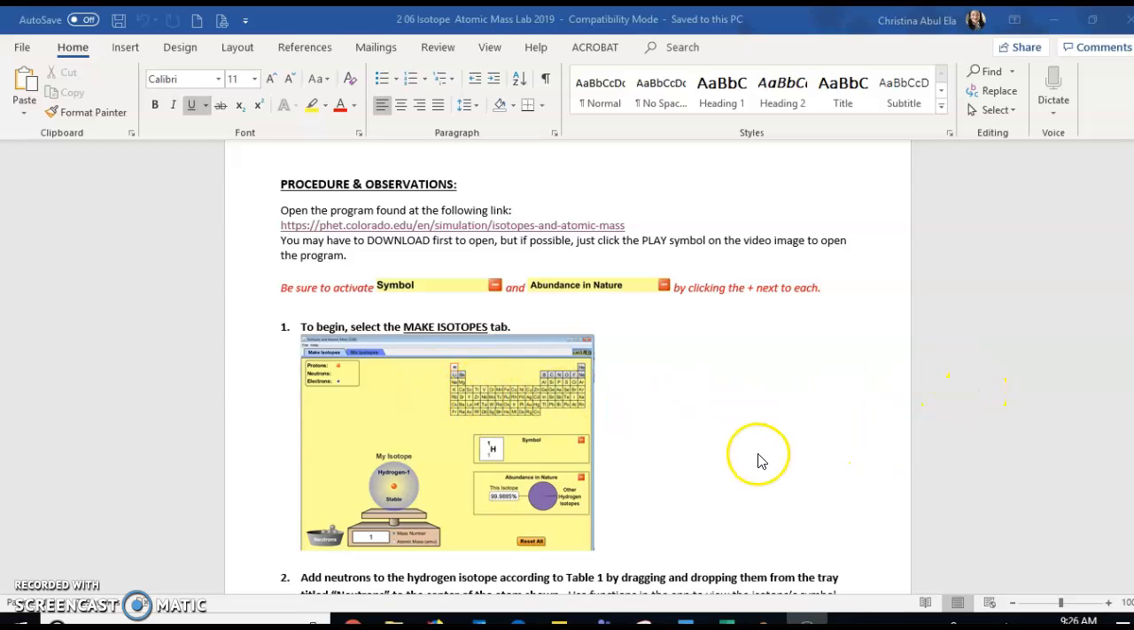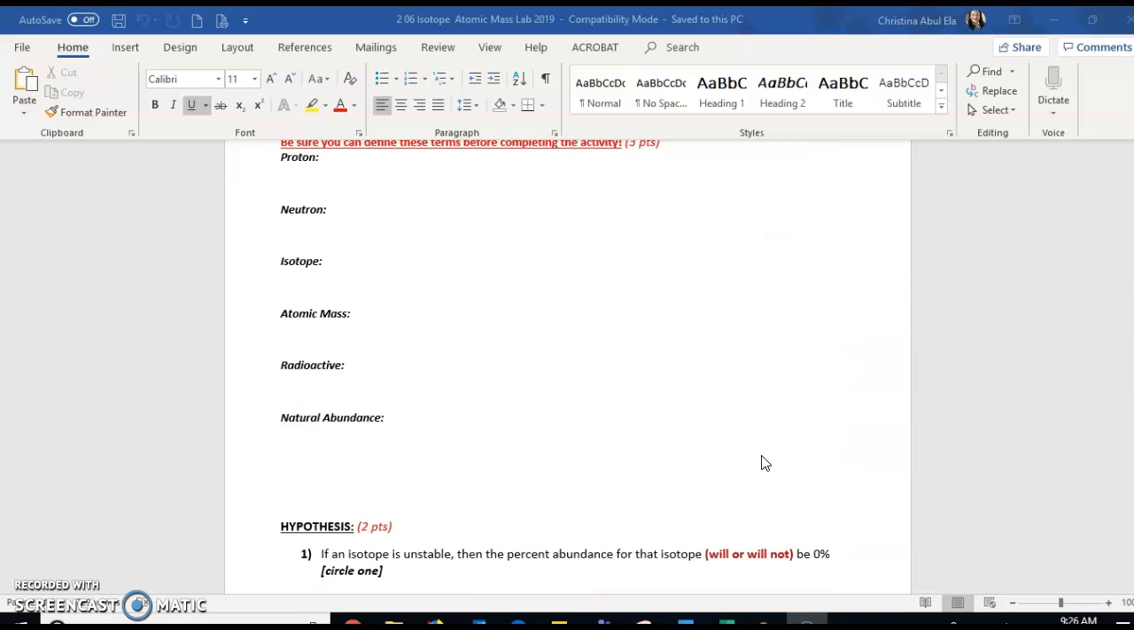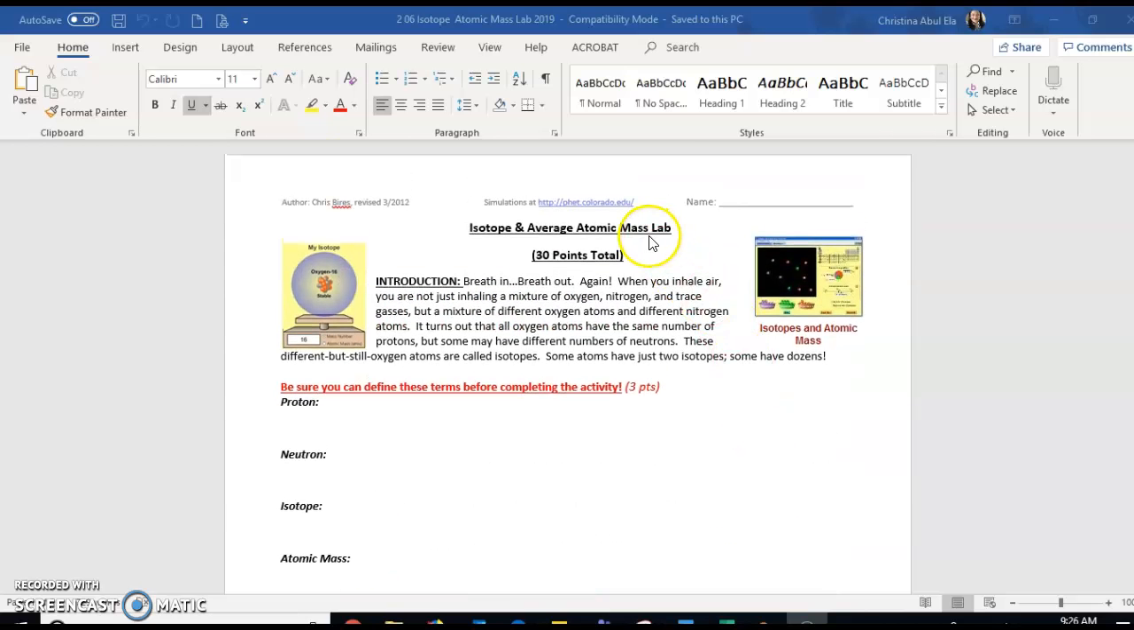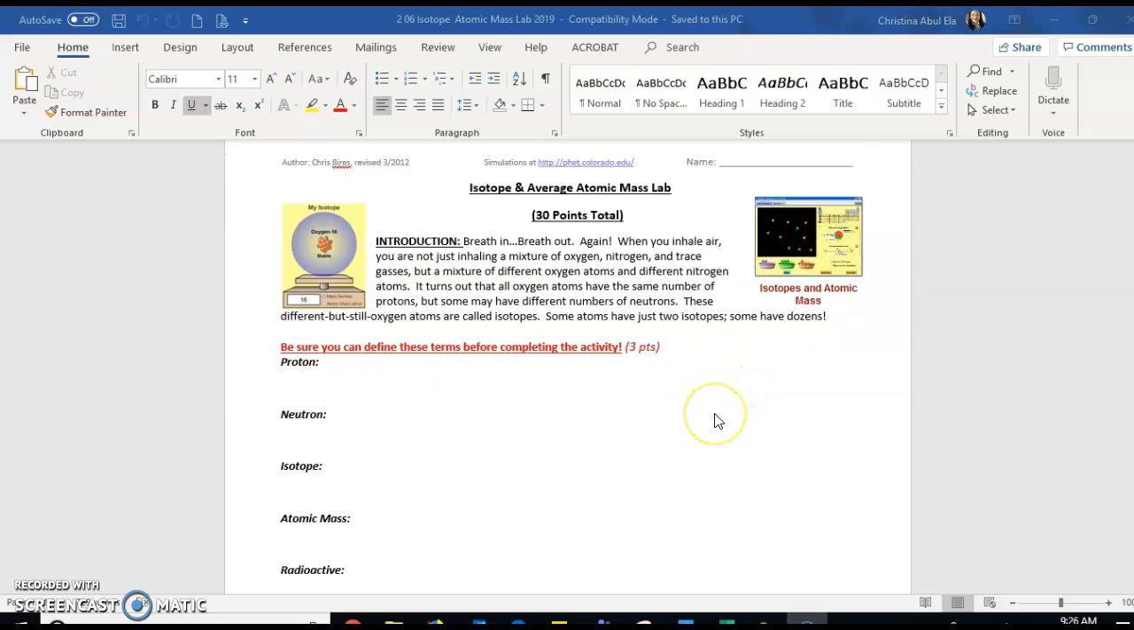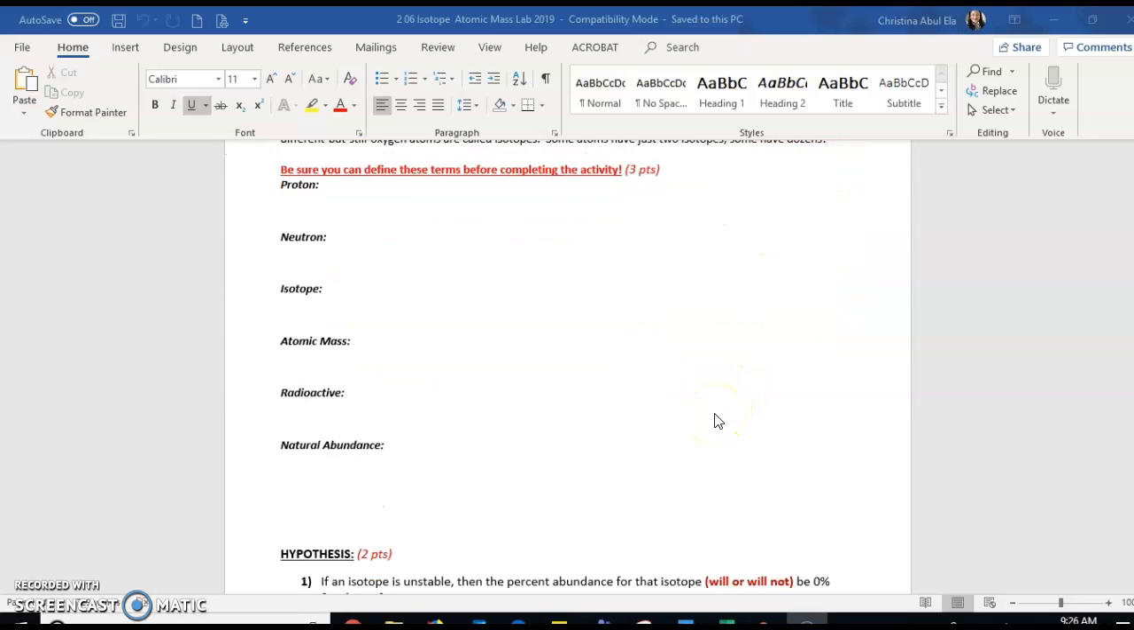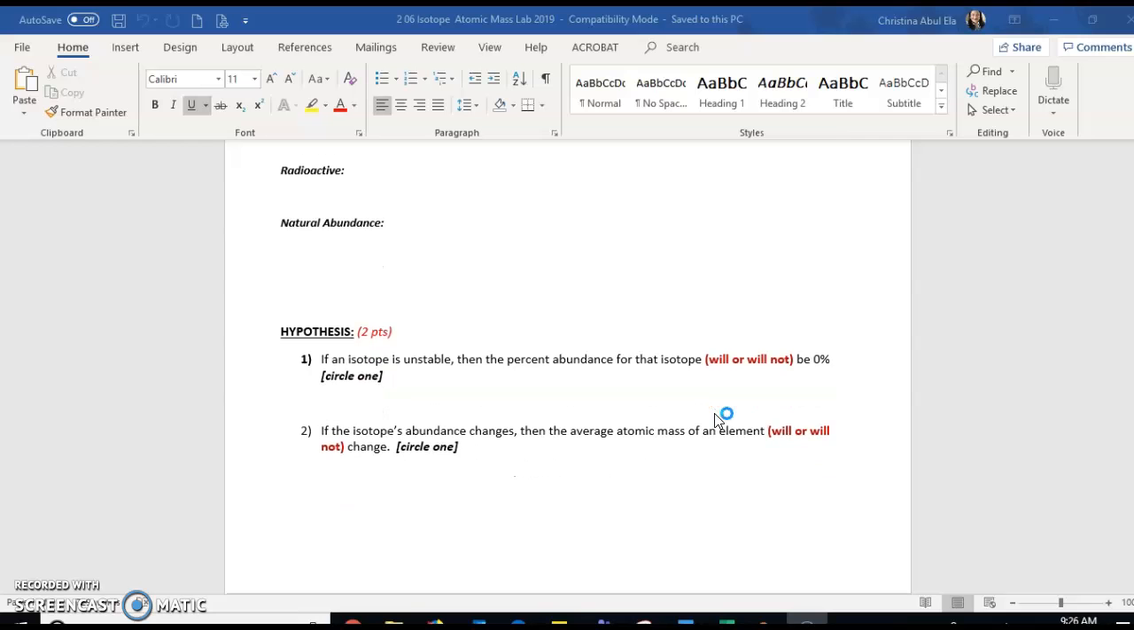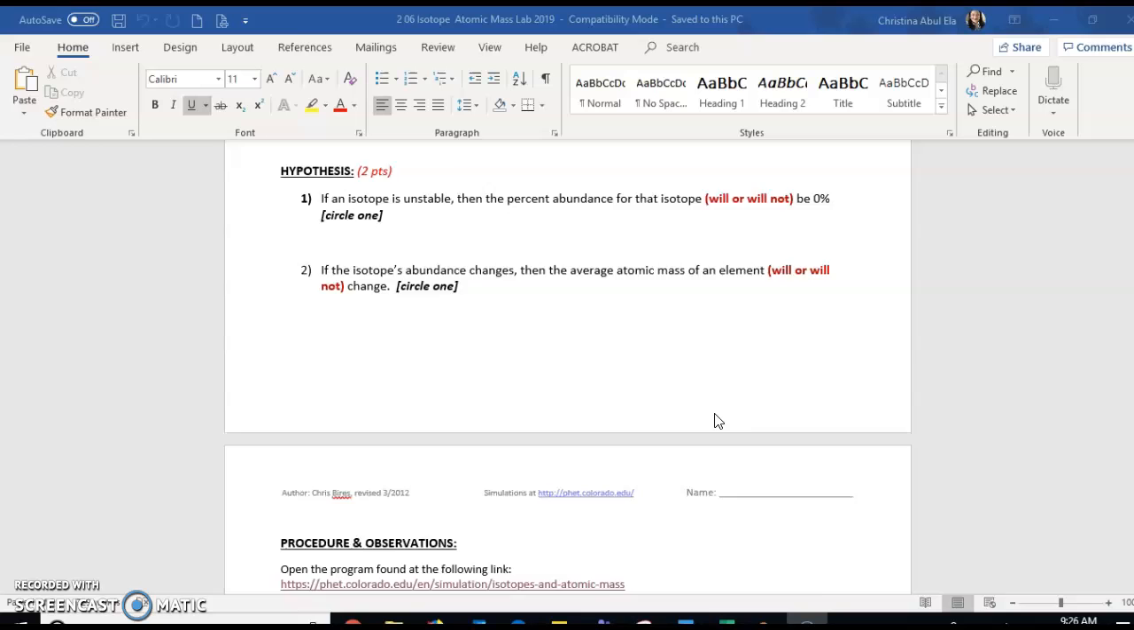Welcome. This is a quick video to go over how to collect the data for our isotope and average atomic mass lab activity. When you open up the document, this is what it looks like. I'm going to scroll down for you. You can see there's the pre-lab definitions, the hypothesis statements where you want to circle one. We'll be going over that in class.